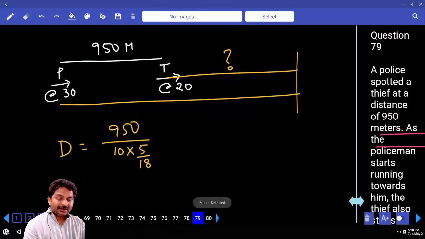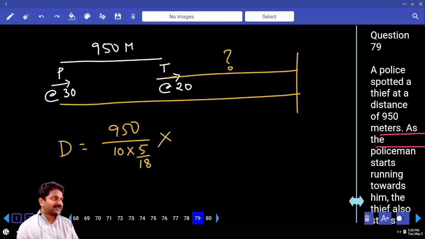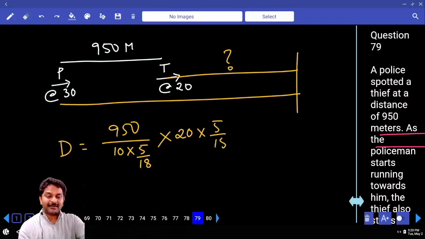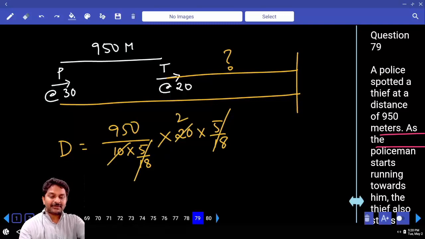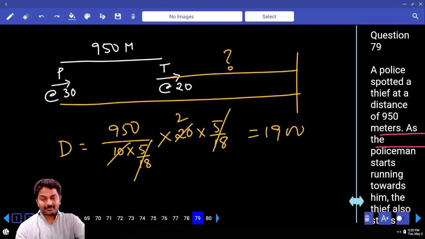Time is already there. This much time it takes. What is the speed of the thief? 20. This is also in kilometer per hour. Convert into meter per second, 5 by 18. 5 by 18 gets cancelled. 10 how many times? Answer: 1900.